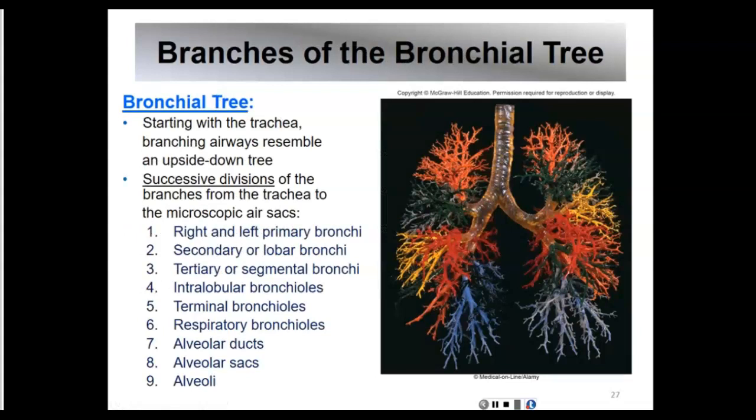This is a cool picture showing us the bronchial tree. It starts at the trachea and then goes down into primary, secondary, tertiary, and then you have other bronchioles, which you don't need to know the names of, just know there's bronchioles. It's getting smaller and smaller, branching off. And then finally we get to the alveolar ducts, alveolus sac, and the alveoli themselves.